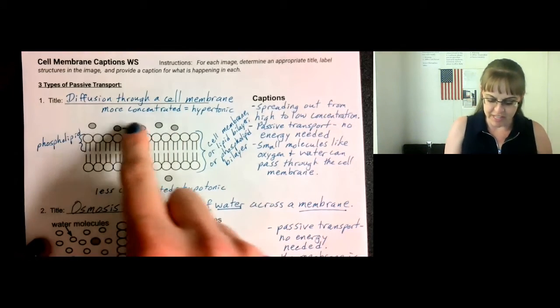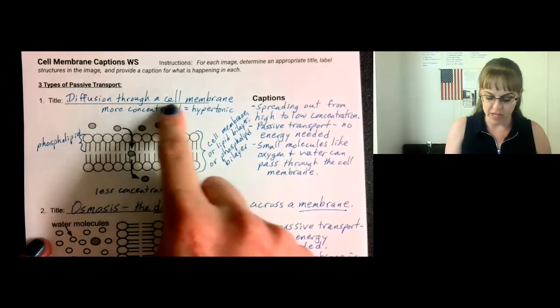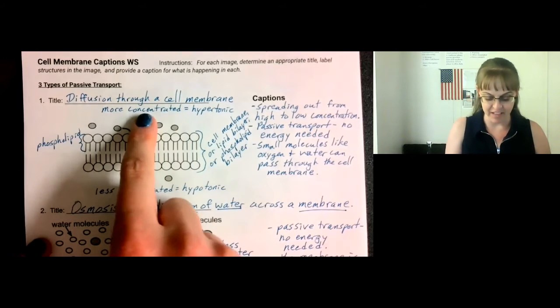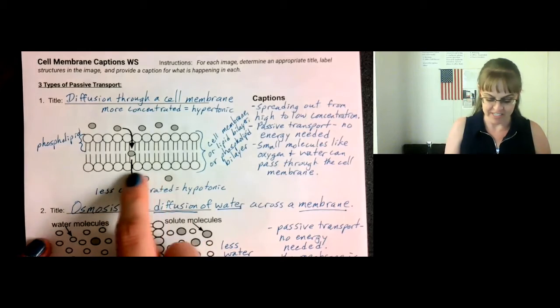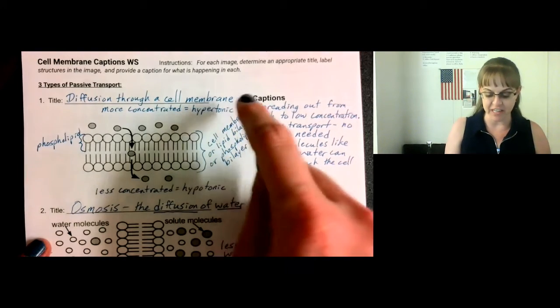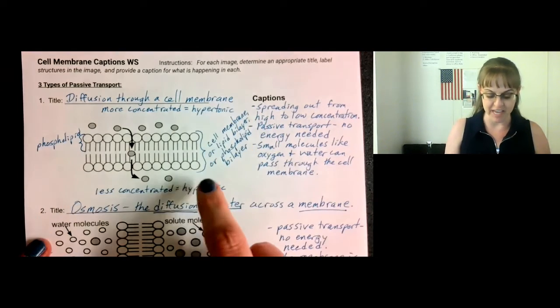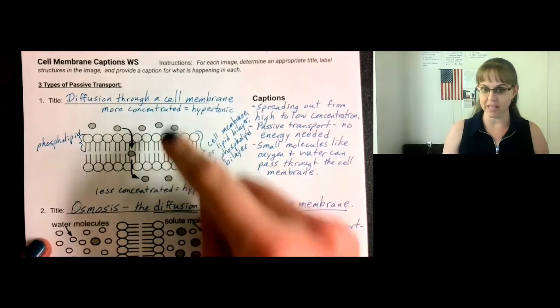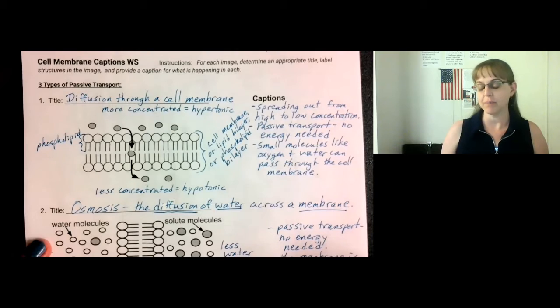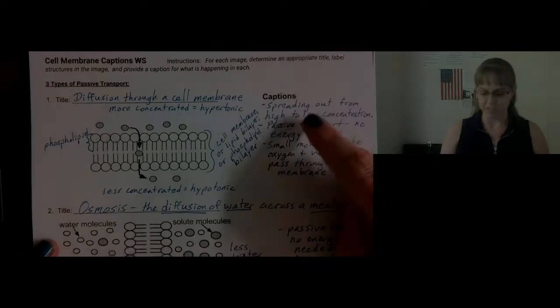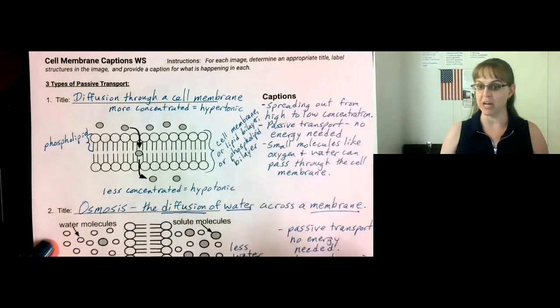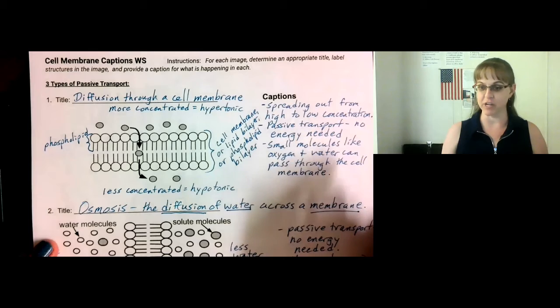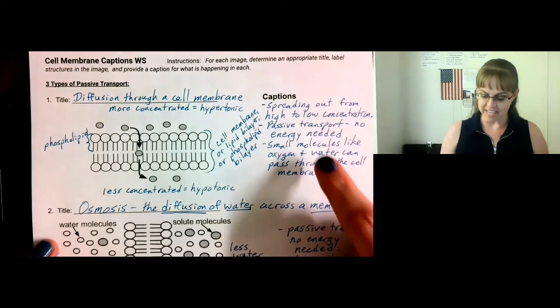Now, you'll notice that the little molecules here are more concentrated outside the cell than they are inside the cell. So outside the cell, it's hypertonic, inside it's hypotonic. Therefore, they'll move from high concentration to low concentration because that's the natural way that molecules will spread out if you're not using energy. So spreading out from high to low concentration, it's passive transport with no energy.